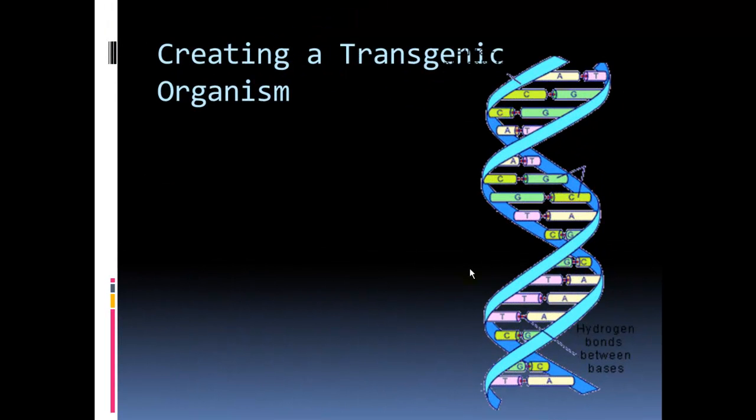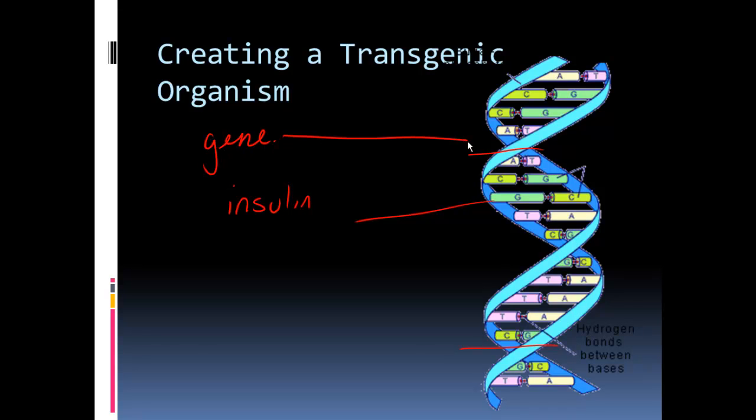So first idea, creating a transgenic organism. So first thing that happens is we have a gene of interest. So we're going to use an example that we've talked about before. We're going to talk about the idea of the gene that codes for insulin. So there is a gene, and that is in the bases of DNA. So it is the code. Codes for a protein. Remembering, it codes for the primary structure of the protein.